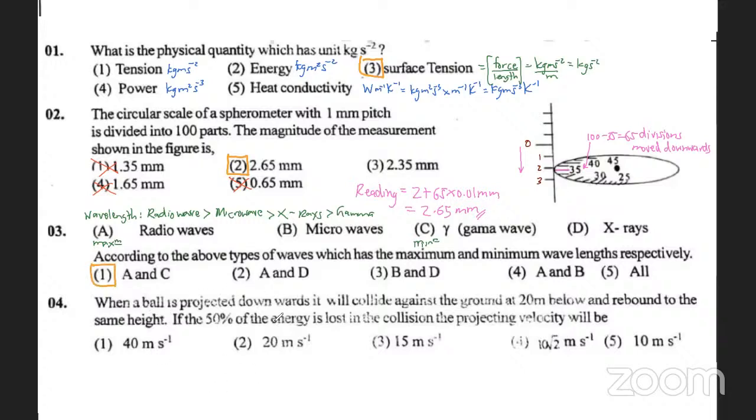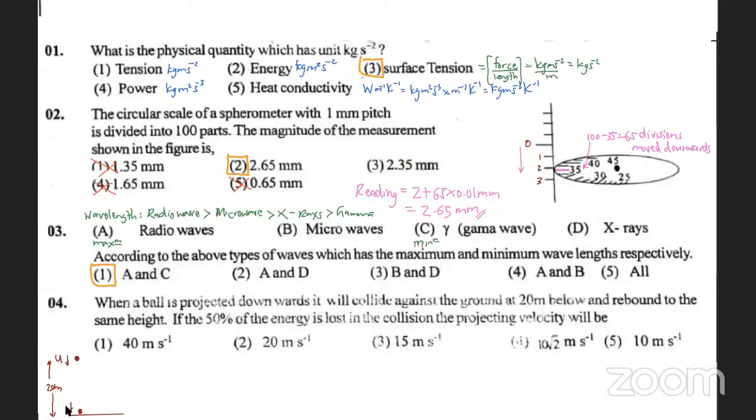When a ball is projected downwards, it will collide against the ground 20 meters below and rebound to the same height. If 50% of energy is lost in the collision, the projecting velocity will be. That's an interesting question. Now this is what they're saying, people. That is the ground, and the object is thrown vertically downwards at a certain initial velocity from a height of 20 meters, I believe, right? And it's going to hit the ground at a certain velocity. We'll take that velocity as v1, right?